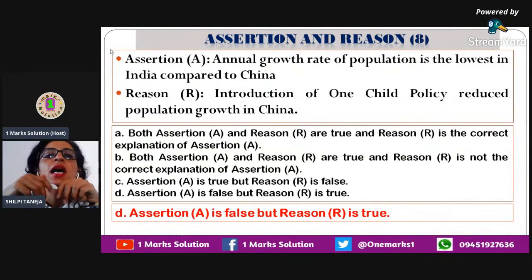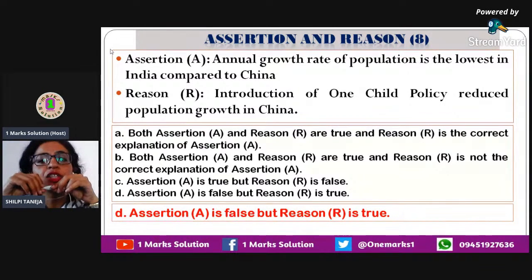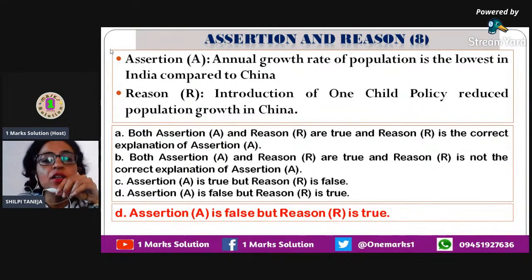Next question says, annual growth rate of population is the lowest in India compared to China. True? No. Annual growth rate जो population की है, अभी हमने तीनों के datas पढ़े थे. We have 2.1, they have 2.7, and China is only having 0.5%. Reason says introduction of one child policy reduced population growth in China.